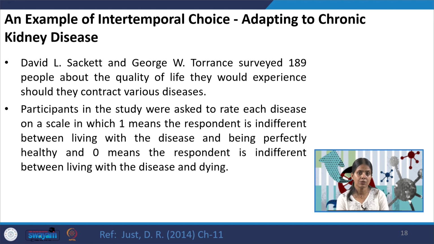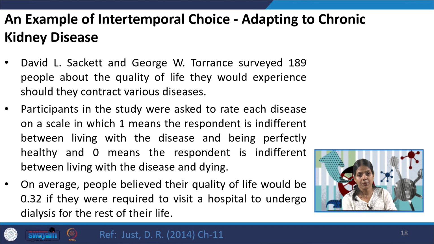Participants in the study were asked to rate each disease on a scale in which 1 means the respondent is indifferent between living with the disease and being perfectly healthy, and 0 means the respondent is indifferent between living with the disease and dying. So, if my response is pretty close to 0, say 0.1, it means I think living with dialysis is very bad, and I would probably prefer to die, or it is as good as not surviving.